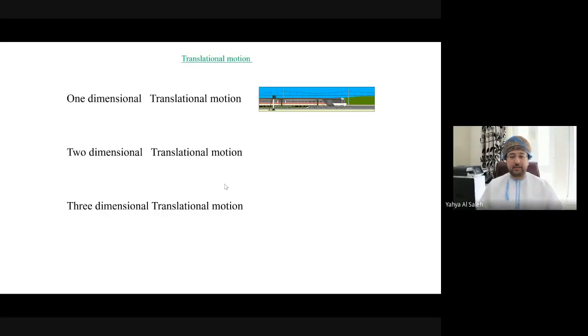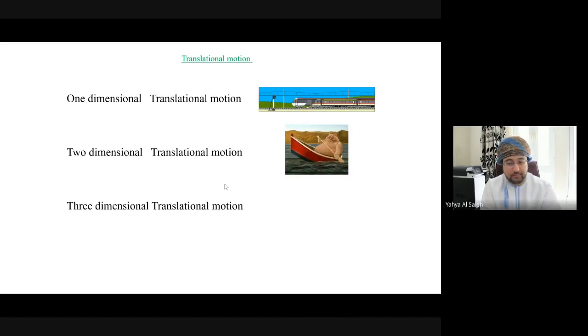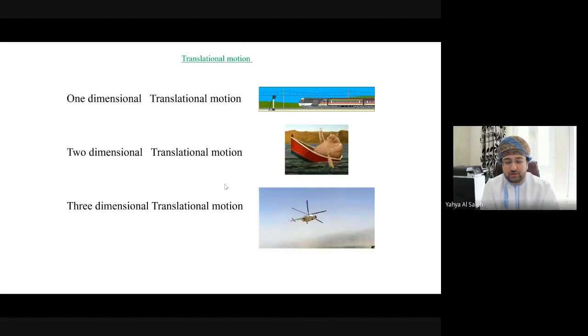So let's do some examples of translational motion. Here's an example of a one-dimensional translational motion. A train on a train track, when I look at it from the side, it's not going left and right, up and down, it's just going in a straight line. So that's one-dimensional translational motion. Two-dimensional is when something is moving, for example, in a lake. Okay, it's going left, right, forward, and backward. That is two-dimensional. Three-dimensional is when a helicopter is, for example, flying. It's going forward and backward, left and right, and up and down. So in all three axes, X, Y, and Z.